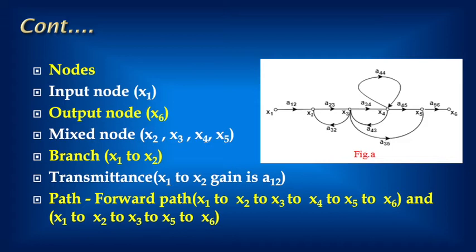Forward path. It is a path from the input node to the output node. That means x1 to x2, x3, x4, x5, x6. This is one of the forward paths. Another forward path is here: x1, x2, x3, x5 to x6.